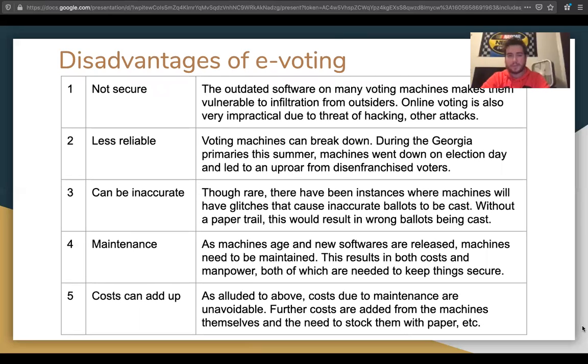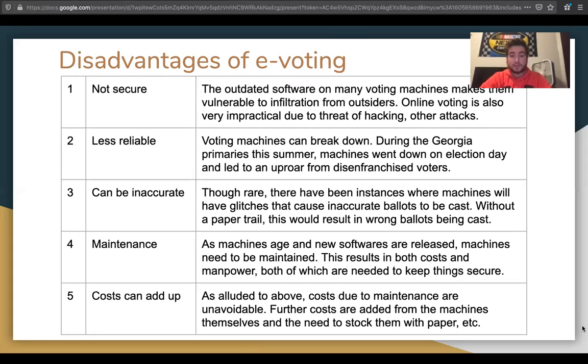As we've got just a couple of minutes left, we'll blast through the disadvantages of e-voting, but that is not to limit them. First one we've got, not secure. The outdated software on many voting machines makes them vulnerable to infiltration from outsiders. Online voting is also a little more impractical, I would say, due to the threat of hacking and other attacks. So those hackers can get into the machines and into the firewalls and cause some problems with online voting, as well as those DREs we talked about earlier.